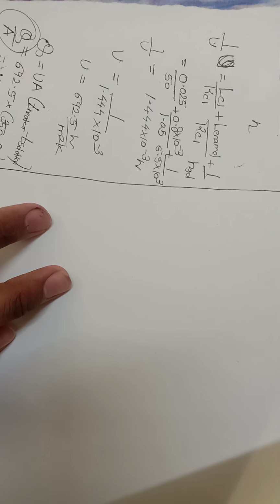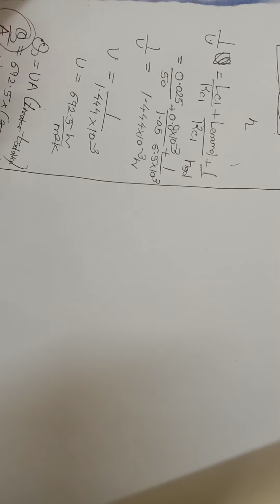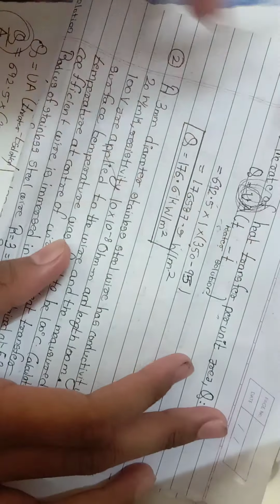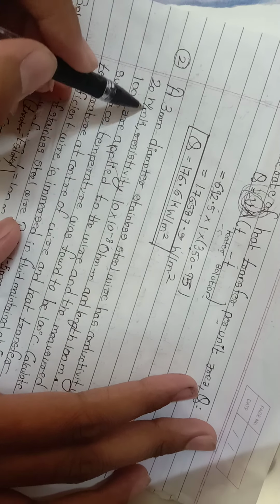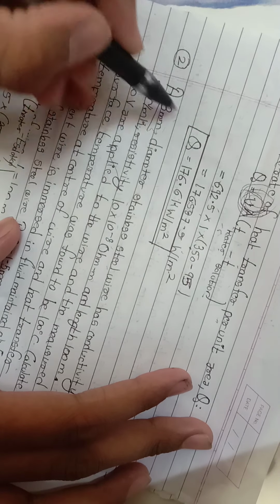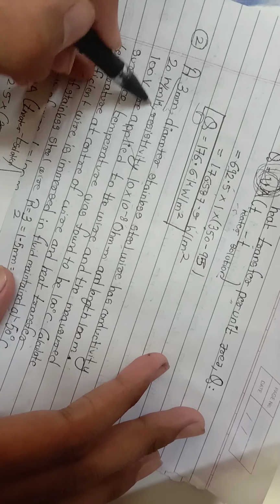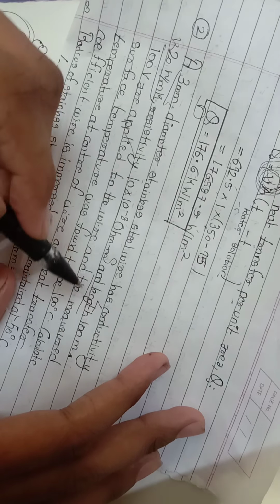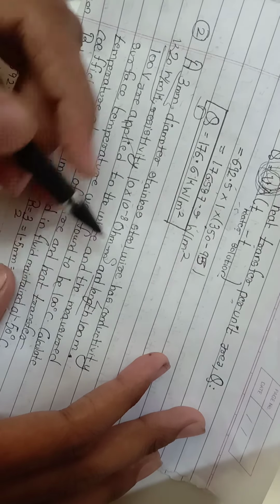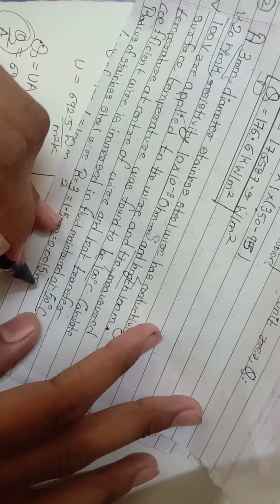Now the second sum is somewhat interesting. Here we will learn a new concept that I didn't teach you in the previous video. So this is the sum: a 3 mm diameter stainless steel wire has conductivity 20 watt per meter Kelvin. The diameter is given, conductivity is given, resistance is given, length is given, voltage is given, temperature is given, and another temperature.